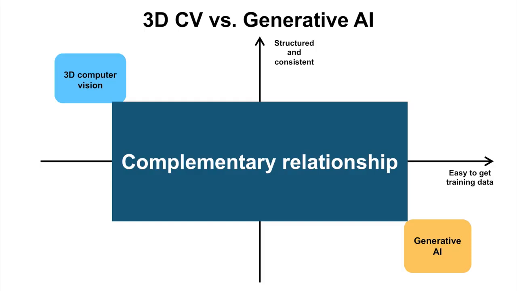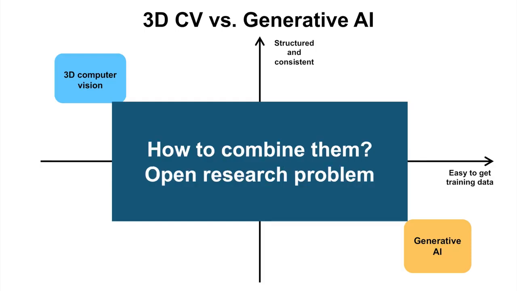3D vision provides a structured and consistent representation, but getting training data is a little bit hard because from a single image we cannot get training 3D assets. But generative AI is a little bit not structured and not consistent, but getting training data is easy, right? So they are in a complementary relationship. And how to combine them is an open research problem. How can we combine the consistency and physical plausibility from 3D computer vision with generative AI's easy training data, good photorealism and diversity? That is an open research problem.